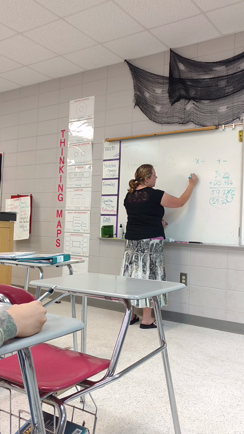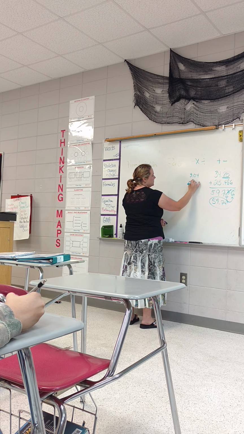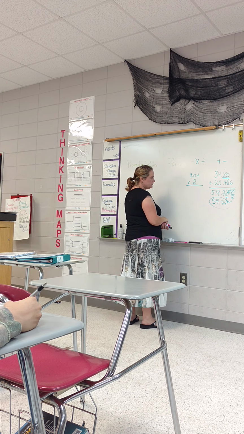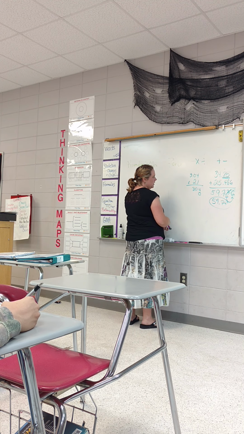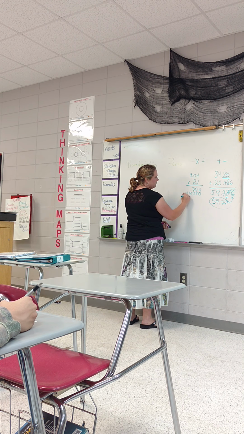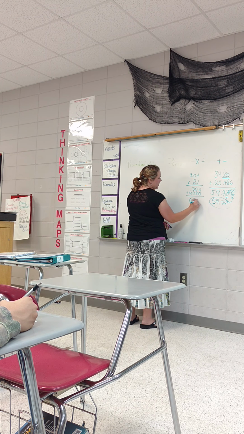Basically, 3.04 times 2.1. So we got 304, 608, 63, 84, 123.